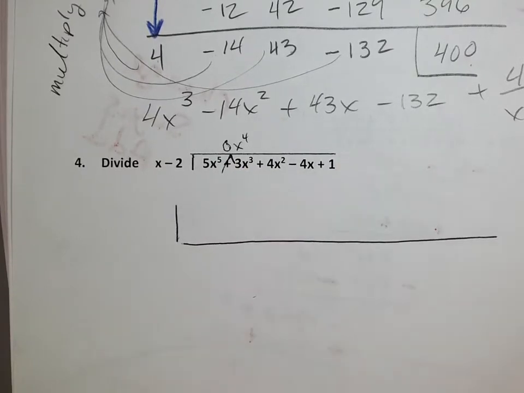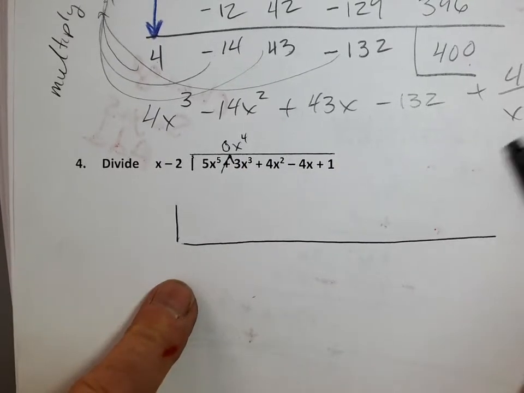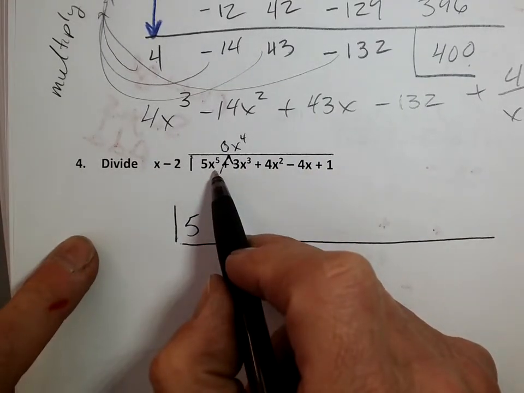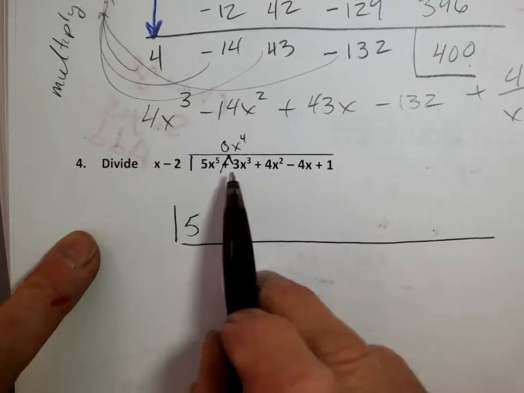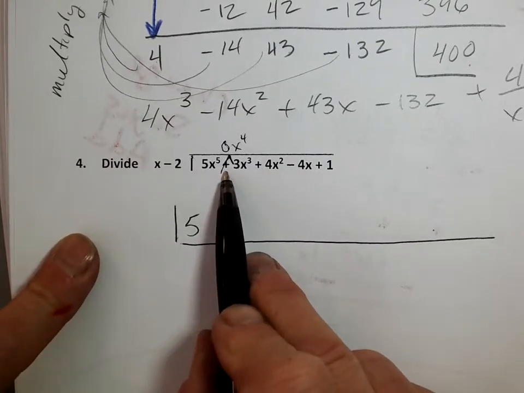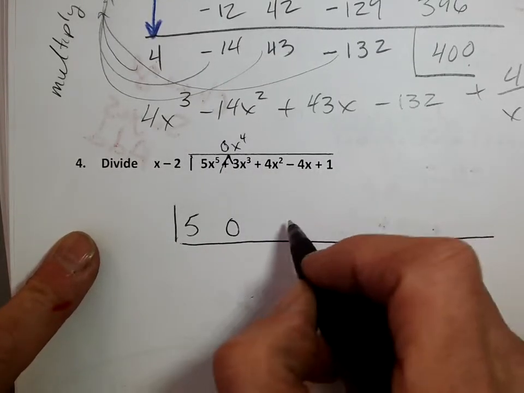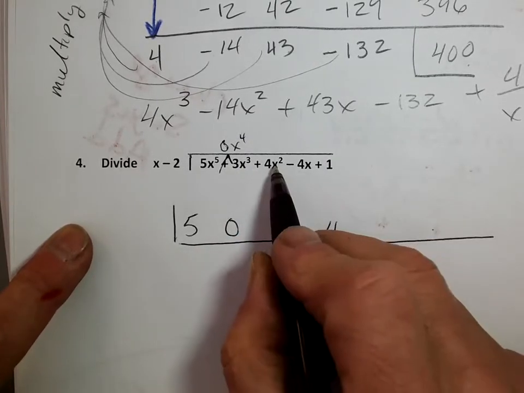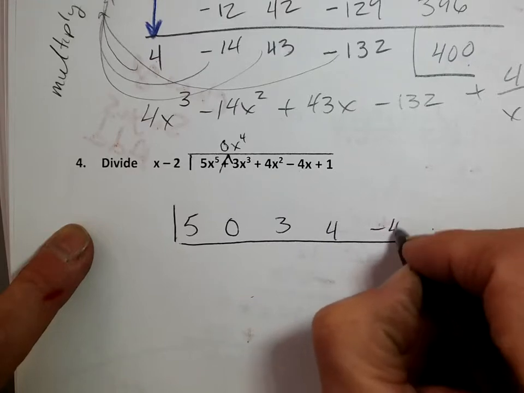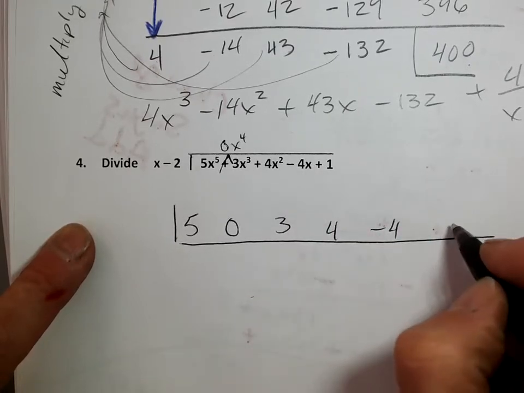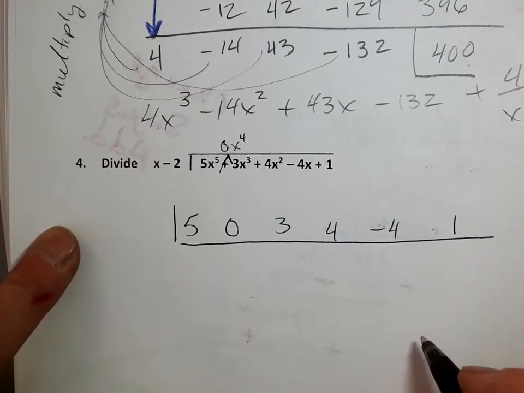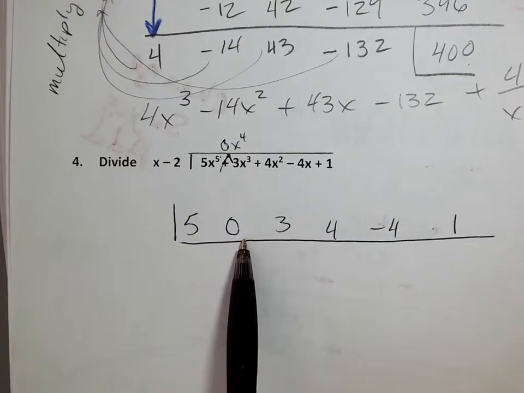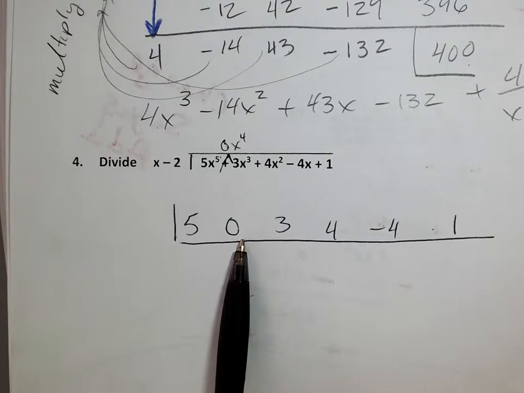You have to. So when I put in my numbers, I'm going to put a 5 here for my 5x to the fifth. I'll put a 0 in here to claim the x to the fourth spot. You've got to claim every spot. I'll put a 3 in here for my 3x cubed, a 4 in here for my 4x squared, a minus 4 for my negative 4x, and then my 1 here. Okay? So I put in the coefficients. If you have a missing term, you have to put it in there. That's going to be on your quiz. Don't miss it on your quiz, all right?